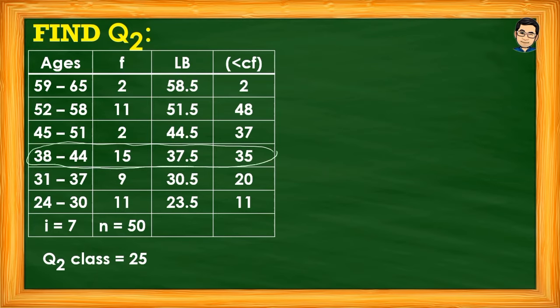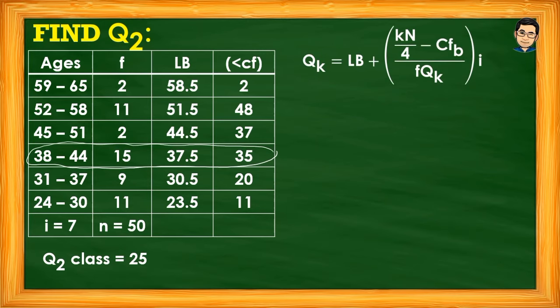So ayan, pwede na po nating i-apply ngayon yung ating formula. So pwede nating isulat dito Q sub 2 class. So Q sub 2 is equal to the lower boundary. So what is the lower boundary of 38 to 44 class? And that is 37.5. So once kasi na-identify na natin yung Q sub k class, kung ano man class yan, decile man, percentile, quartiles, madali na lang pong ma-identify yung ating lower boundary.